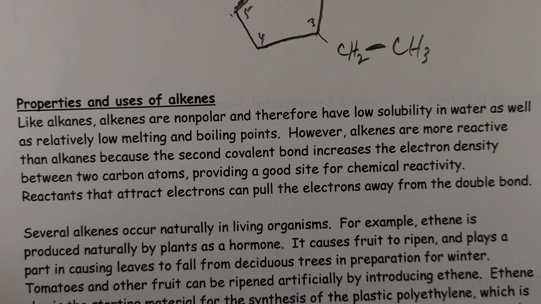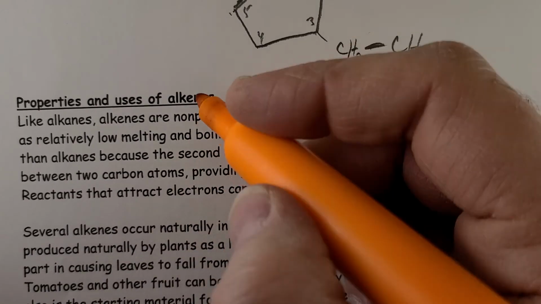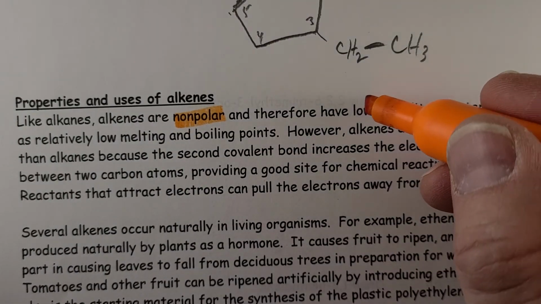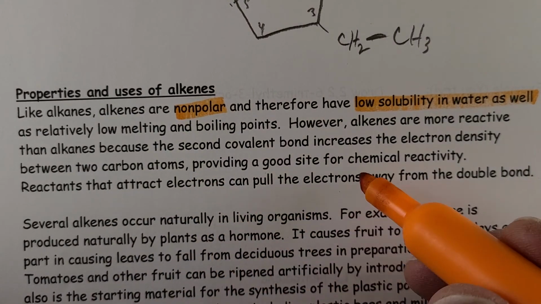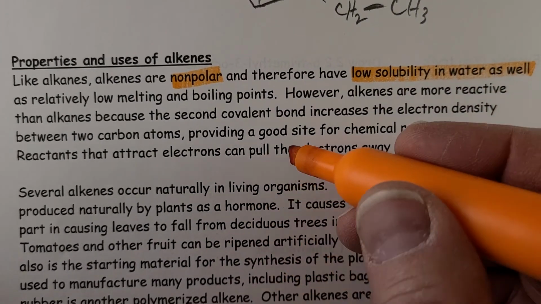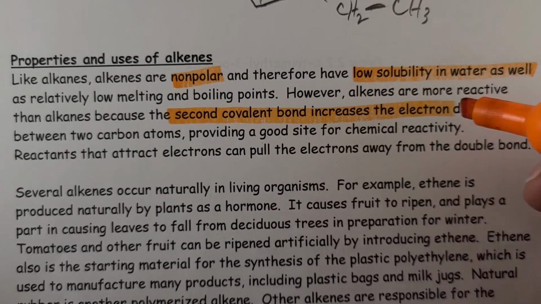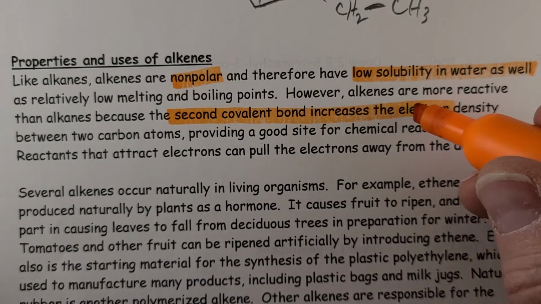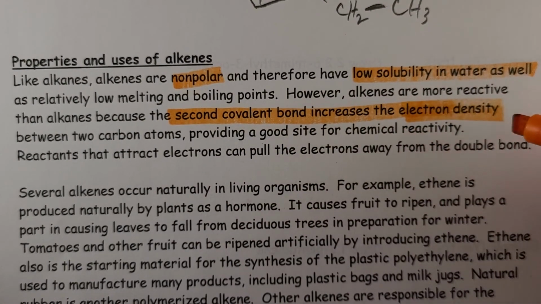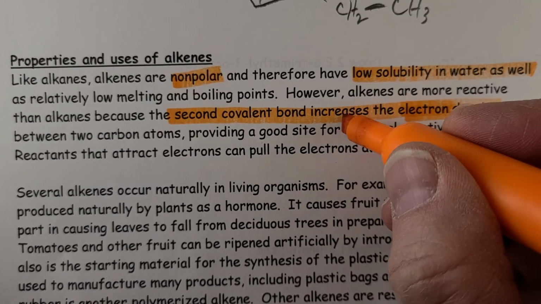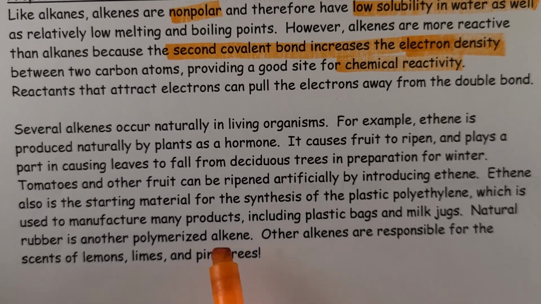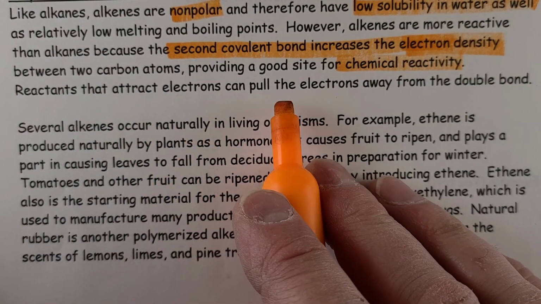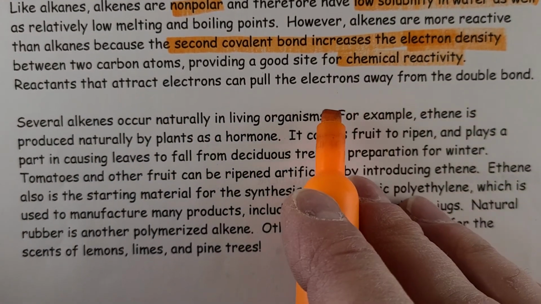Properties and uses of alkenes. Like alkanes, alkenes are nonpolar and therefore have low solubility in water as well as relatively low melting and boiling points. However, alkenes are more reactive than alkanes because that second covalent bond, so that double bond, gives more electrons. So instead of having 2 electrons, there's now 4. So that area tends to be a little more reactive than, let's say, a single bond. Reactants that attract electrons can pull those electrons away from the double bond.